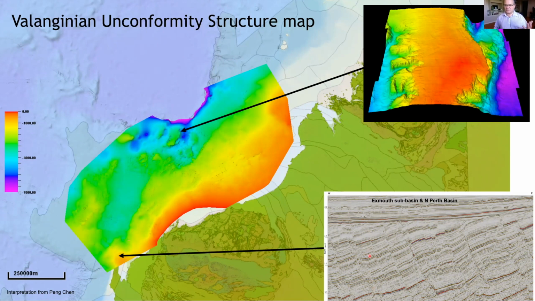This is what we were showing on the previous map, and this very spectacular angular unconformity shows the Exmouth subbasin sort of popped up when the breakup occurred, but that was actually very, very localized, although it did result, as I say, in this spectacular unconformity that you can see here with a very, very small time gap, just a few million years across that unconformity.